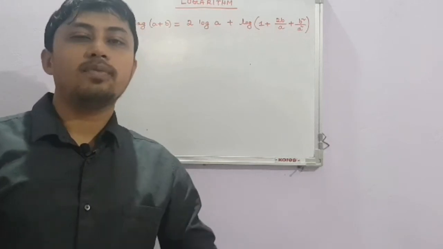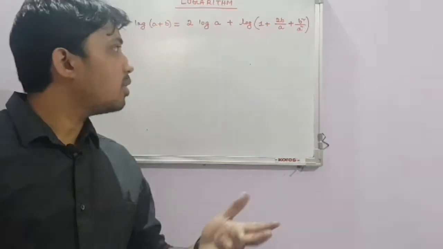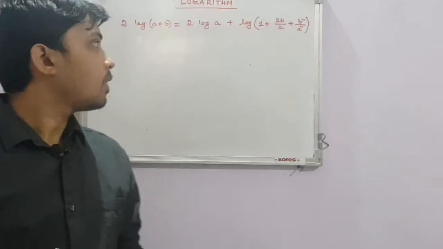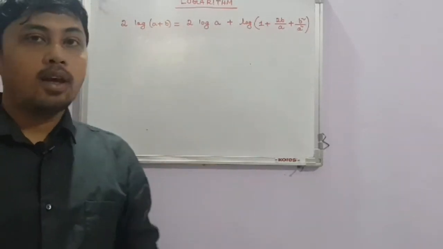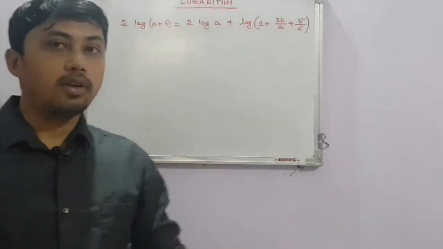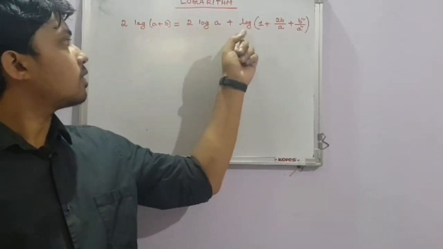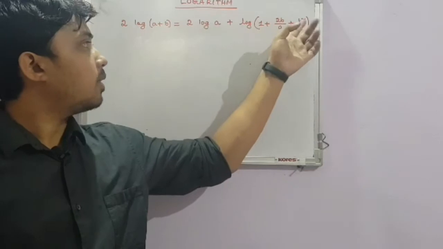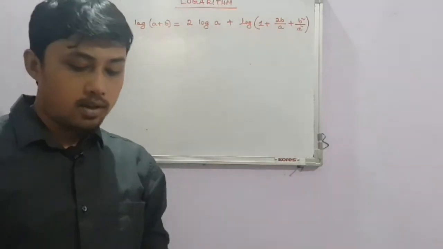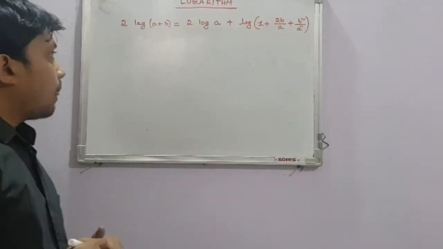Continuing with logarithm, today I shall try to discuss a few important questions from your chapter. The very first question I have taken, you have to prove this statement. If you look at the statement, 2 log (a plus b) is equal to 2 log a plus log of (1 plus 2b by a plus b square by a square), right? So let's try to prove this one.